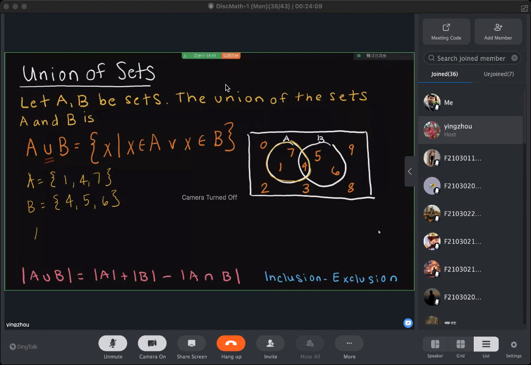And so A, 4 (notice 4 is listed twice, but I'm only going to list it once), 5, 6, and 7. So using my picture, it's essentially everything here in either circle, including this part in the middle that's contained in both. So 1, 4, 5, 6, 7 would be all of the elements in the union. So we're looking for anything that is in one or the other.